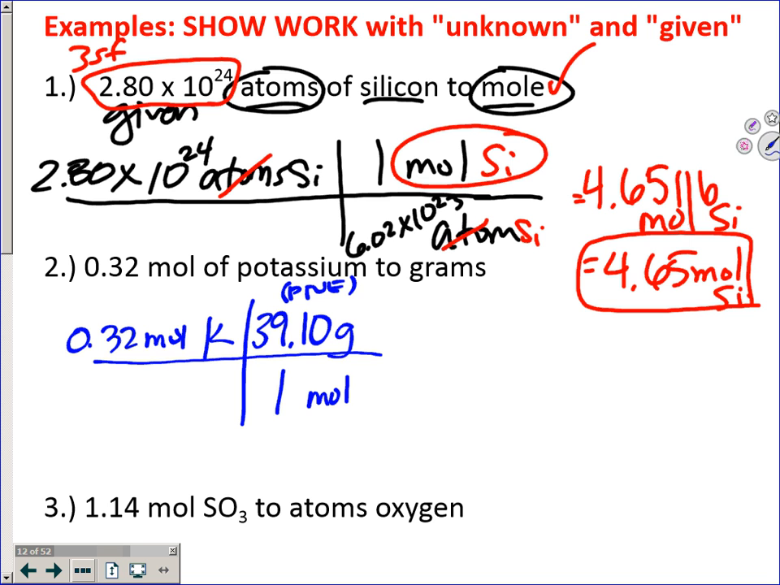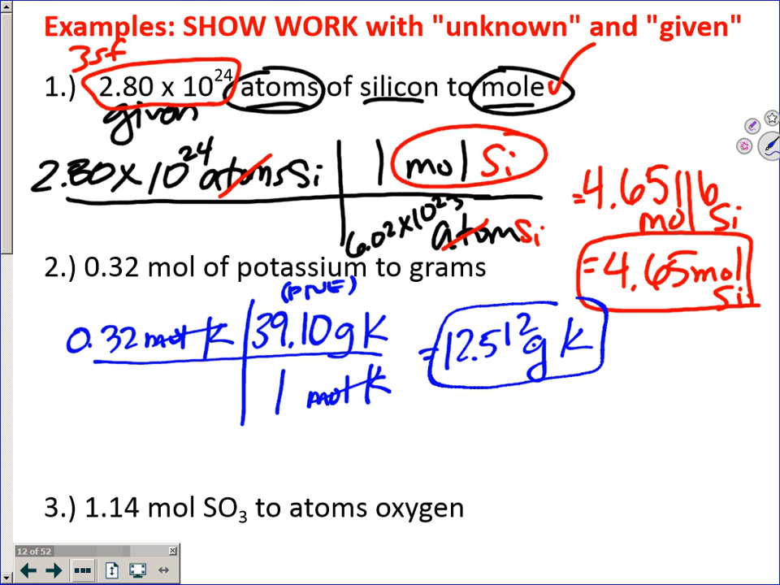Okay, what cancels? Moles. So moles of potassium, what units remaining? Grams of potassium, and this is going to be like, calculator, 12 and some change, like almost 13? 12.512. Okay, so we calculated, oh, I'm not actually circling this. This is not my final answer. How many sig figs do I have? 2 at the beginning, so I need 2 sig figs at the end. So round up for me. 13 grams of potassium.